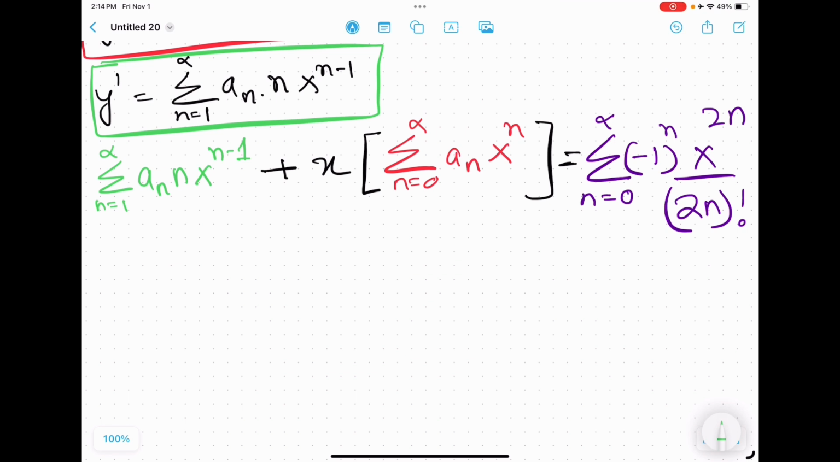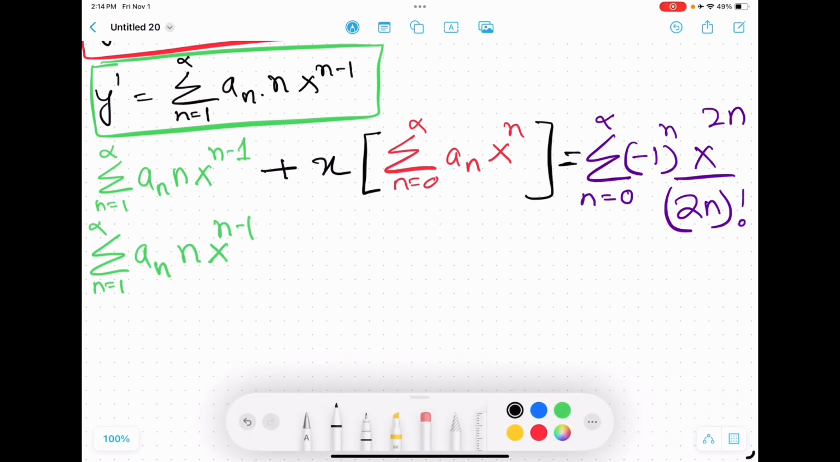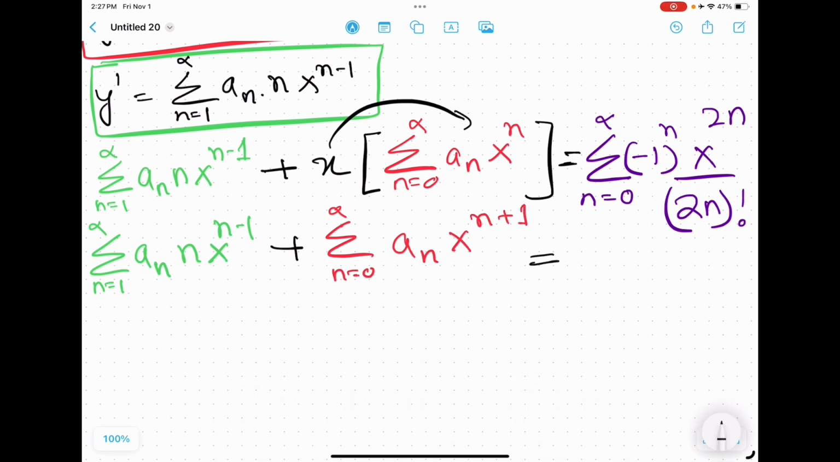Next, I'm going to distribute my x with my second power series, okay? So I have summation n equal to 1 to infinity a sub n times x to the power n minus 1. And then I have my plus, and then the x gets multiplied. So I have summation n equal to 0 to infinity a sub n times x to the power n plus 1 to be equal. And then now I'm going to expand this power series, which means that I will write all the terms for different values of n, okay?